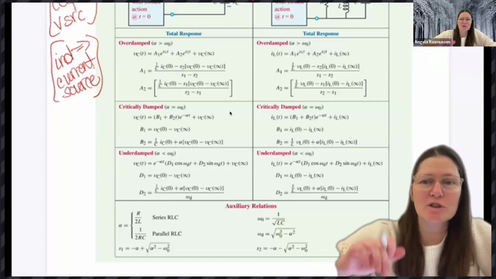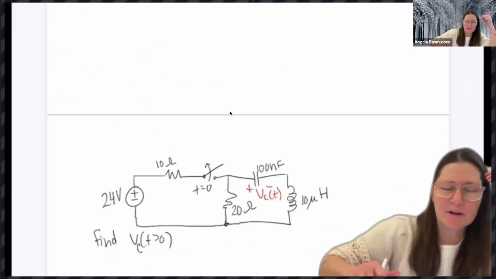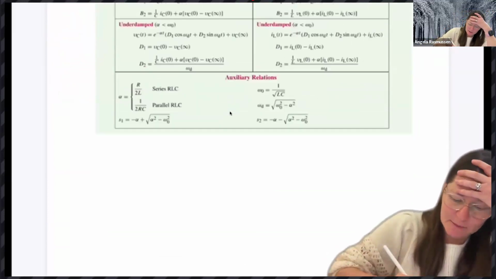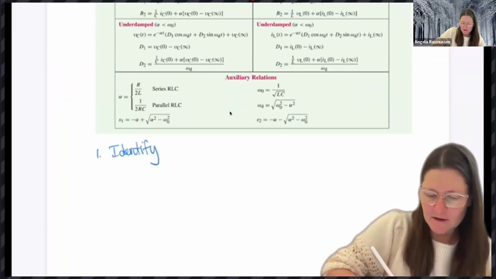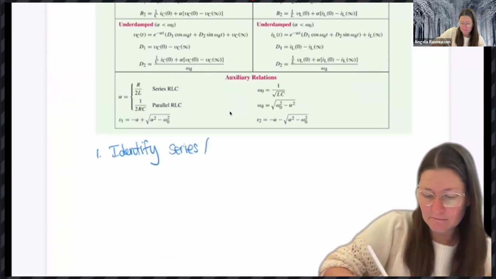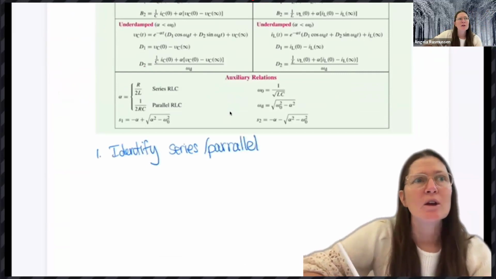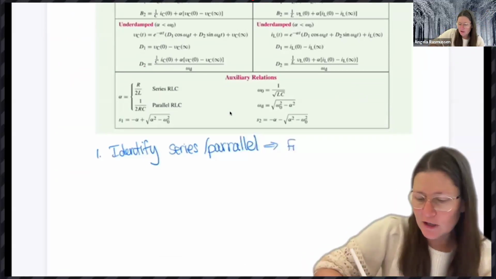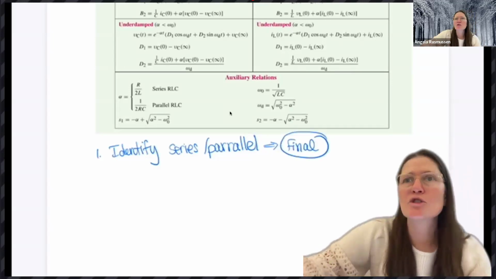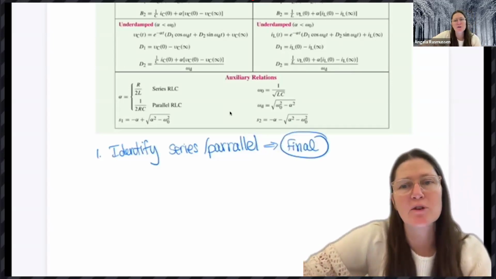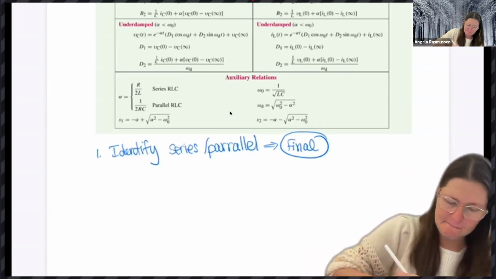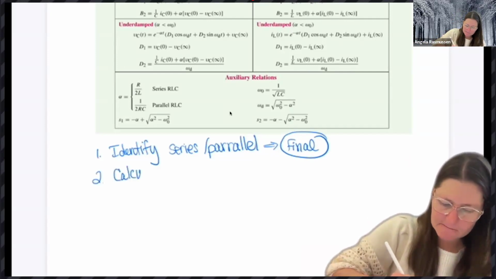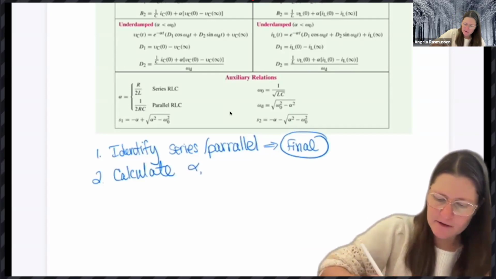So what we're going to first do is identify, did I write these down? No. Okay. The first step is to identify whether we have a series or parallel circuit, because that is going to determine which equation set we're going to use. We are going to use the final circuit to determine what configuration we have, whether it's series or parallel. From there, we're going to calculate alpha and omega naught.